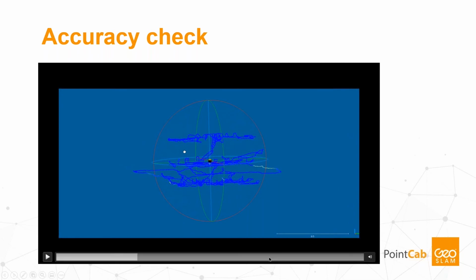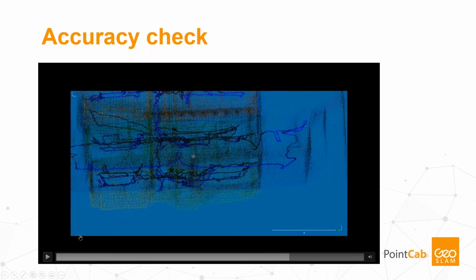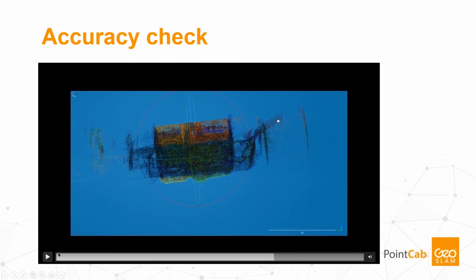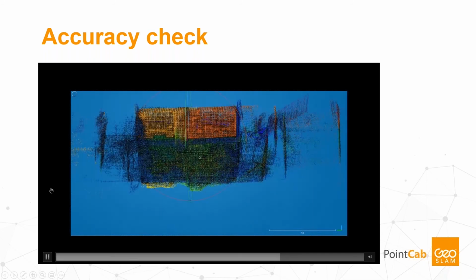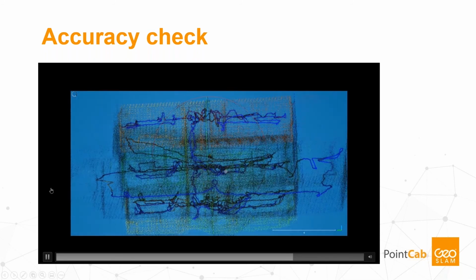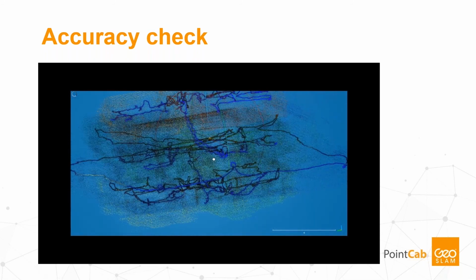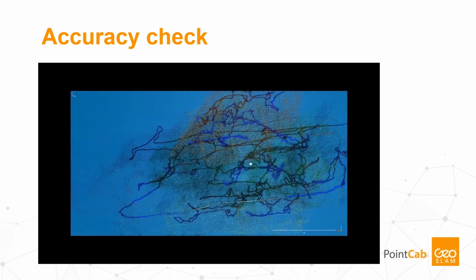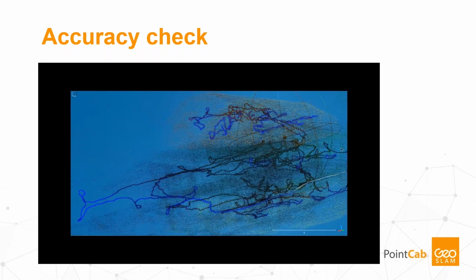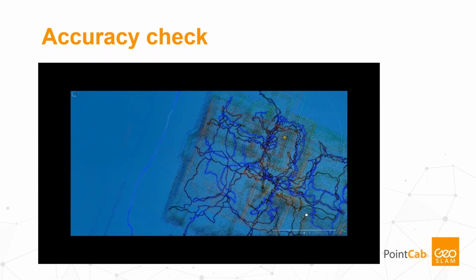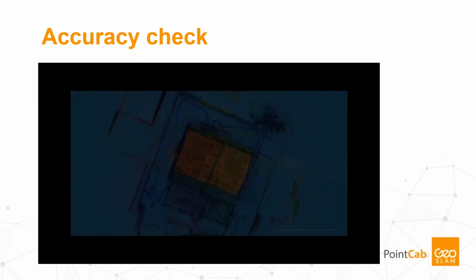Another accuracy check that can be done is by looking at the point cloud data colored by time. Red and blue represent the start and finish of the scan. So if you look at your starting location, you should see a very well aligned scan without any mismatch when looking at those colors.